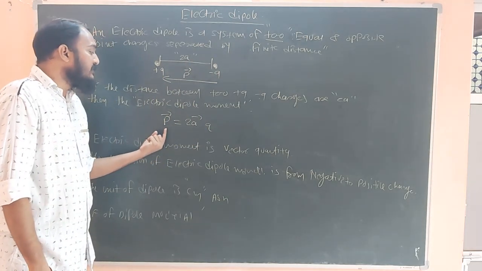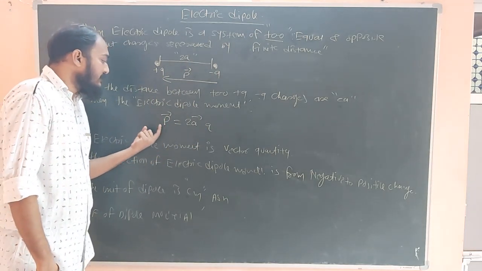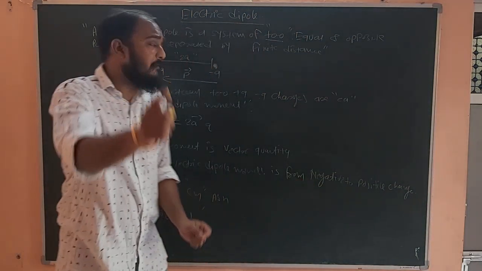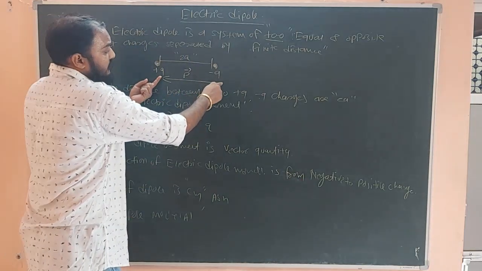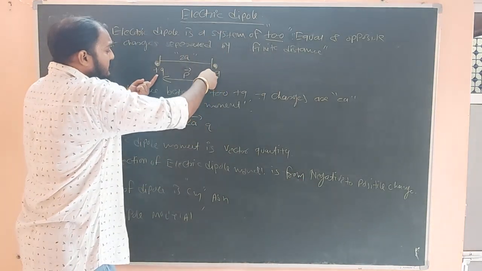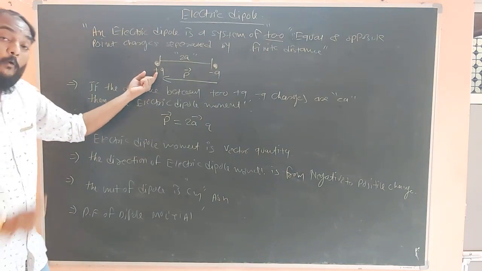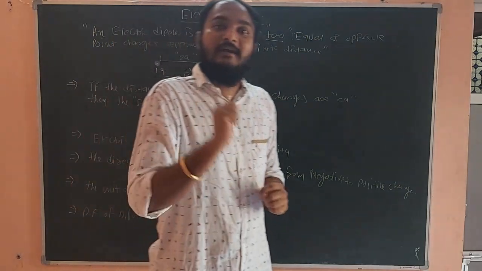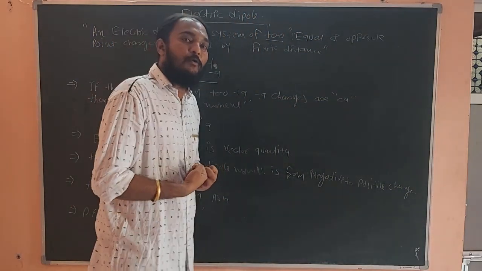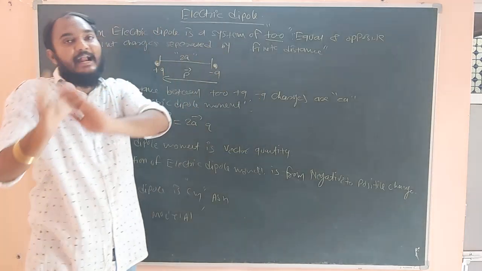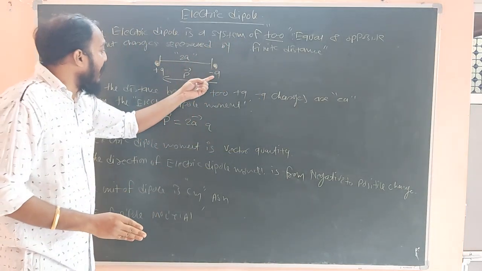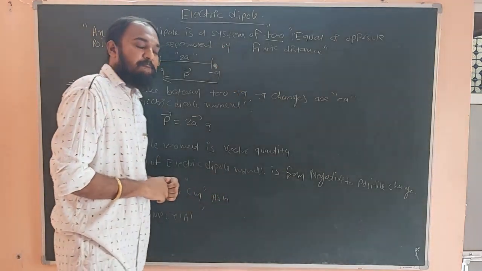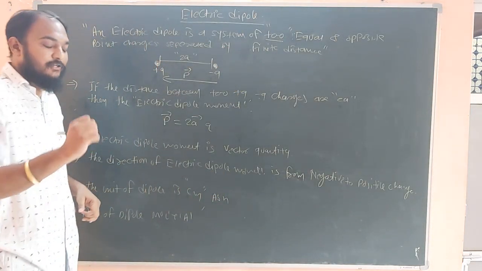Electric dipole moment is denoted by p. p is a vector quantity. The direction of electric dipole moment is from negative to positive charge. You have to remember that. It is a must. Direction of electric dipole moment is what? Minus q to plus q. Why? We have already studied the direction of electric field. It is from positive to negative, and electric dipole moment is from negative to positive. So they are inverse of each other in direction.